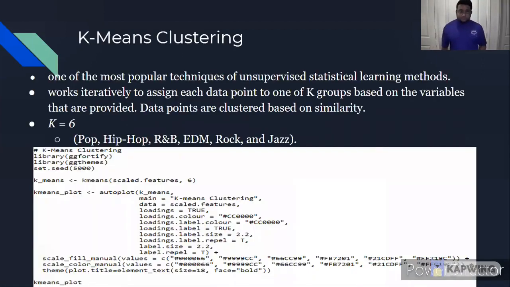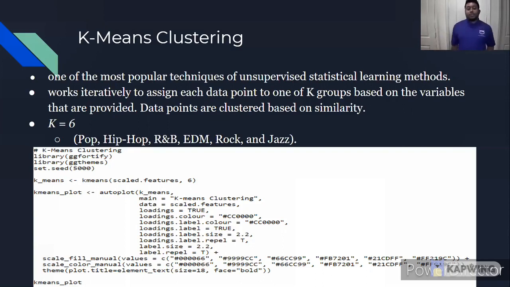So going on to the next slide is deciding what clustering the analysts used. K-means clustering was the one decided. It is one of the most popular techniques for unsupervised statistical learning. It works iteratively to assign each data point to a K group based on the variables. In this data set, it was K equals 6. The 6 represents the top 6 music genres that we have today.